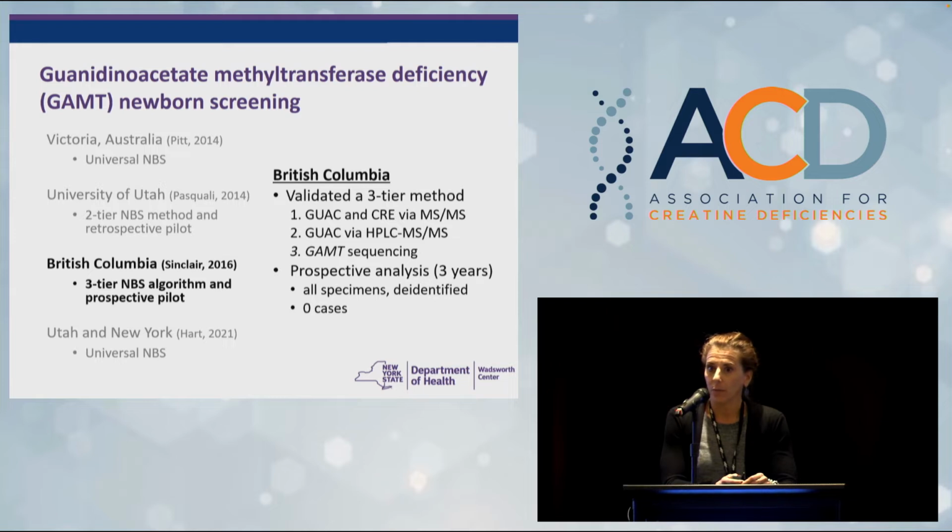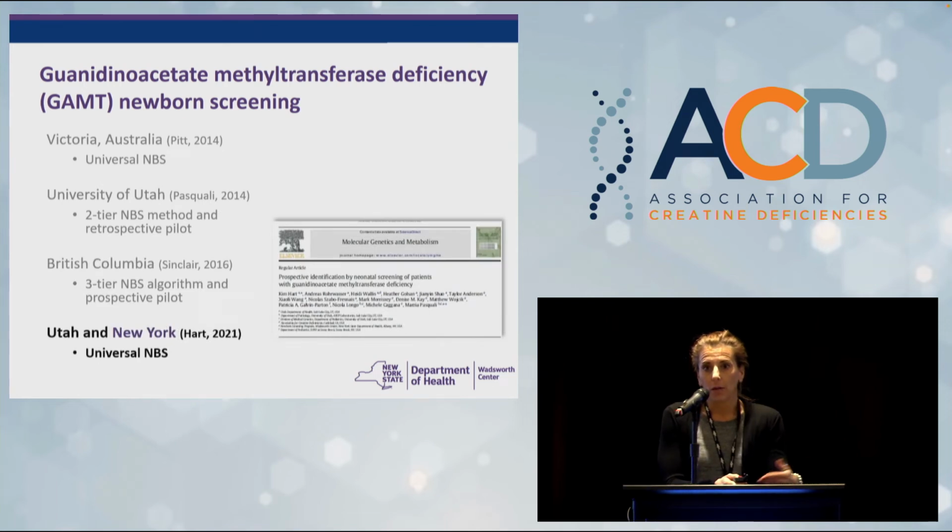British Columbia also developed a method very similar to the Utah method, except that they also included a third tier where they sequenced the GAMT gene in positives. They performed a prospective analysis, testing specimens in real time as they came to the program, over a 3-year period. They still did it in a de-identified fashion. I think they had tested 135,000 specimens, and also didn't detect a real case. I also did hear recently that I think they're still doing this, and that they did implement GAMT screening.